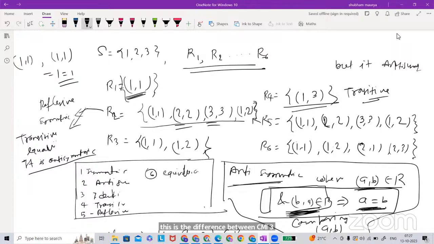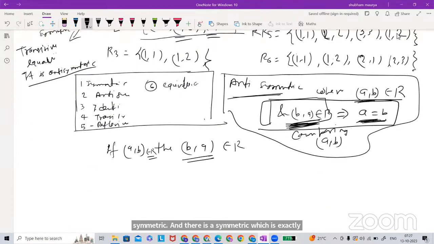Could you explain why it is not symmetric, sir, please? The reason is, see that 1, 2 is there, but 2, 1 is not there. So what is asymmetric? Asymmetric is the exact opposite of symmetric. There are two words: one is antisymmetric, that is not the exact opposite of symmetric, and there is asymmetric, which is the exact opposite of symmetric.